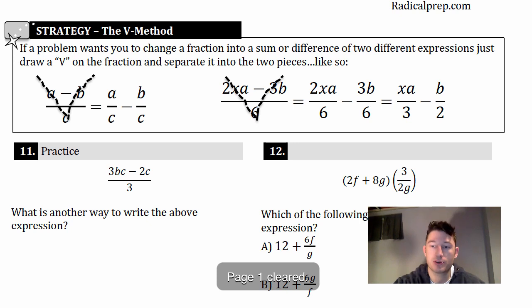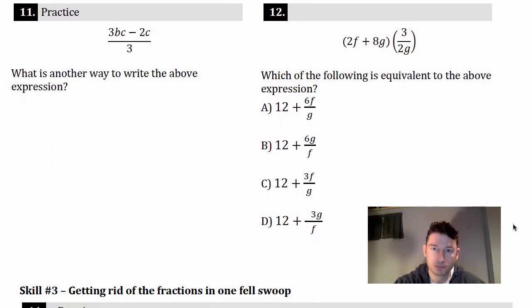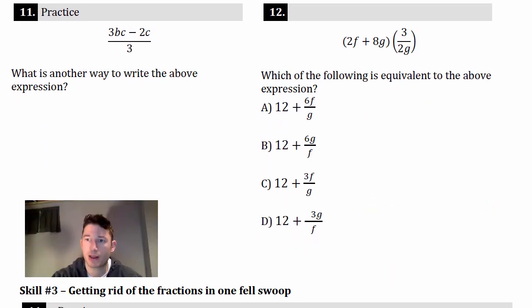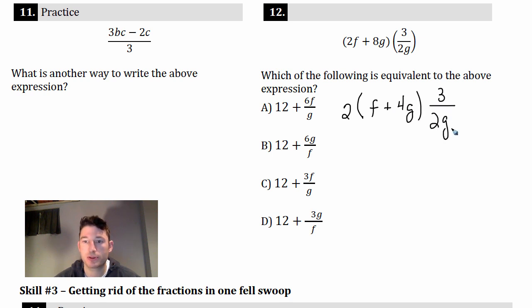So number 12 here, which is very similar to one we did a second ago. Let's see if you guys can do it on your own now. All right, so number 12, give it a try. And you can pause the video. I'll go through it right now. We have 2f plus 8g. So what am I going to pull out? I'll pull out a 2. So that'll be f plus 4g, and still multiply by 3 over 2g.